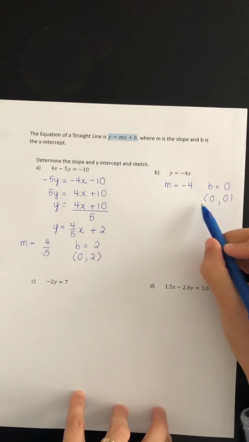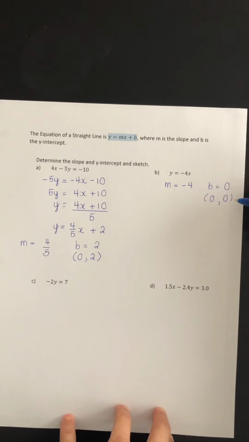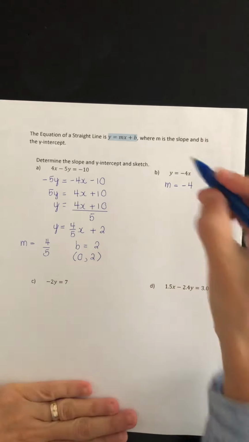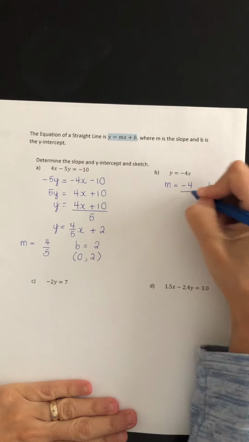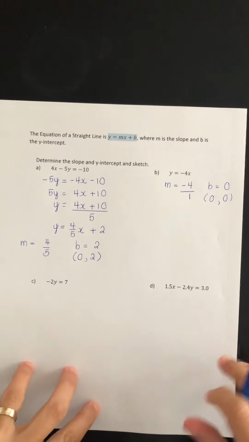And this is the important point called the origin. Okay, so we're going to start from the origin, which happens to be both the x-intercept and the y-intercept. And then we're going to apply the slope of -4. Remember, this means -4 over 1. Okay, so let's do that.